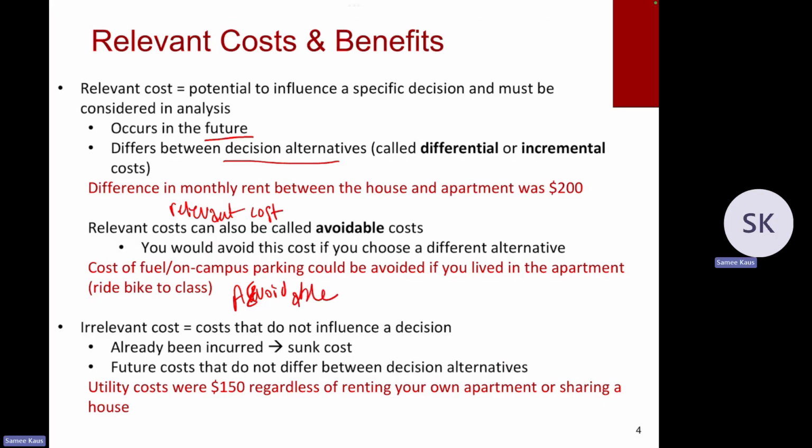Okay. So then here we have an irrelevant cost. And irrelevant costs do not affect or influence a decision. So if something has already been incurred, it's called a sunk cost, and you shouldn't use that cost that you've already spent to evaluate this new decision.